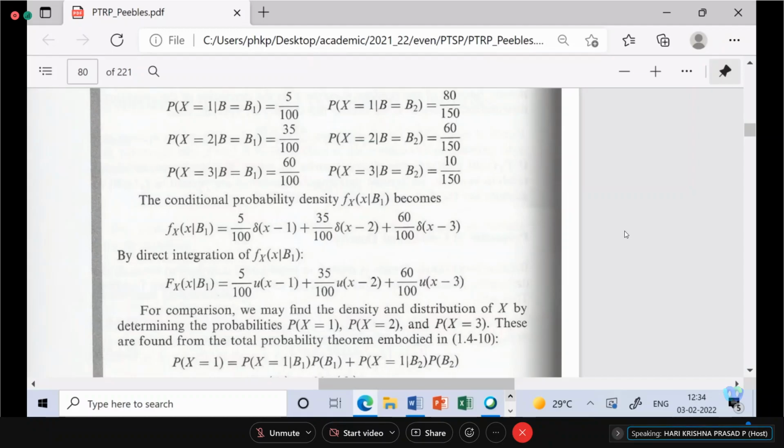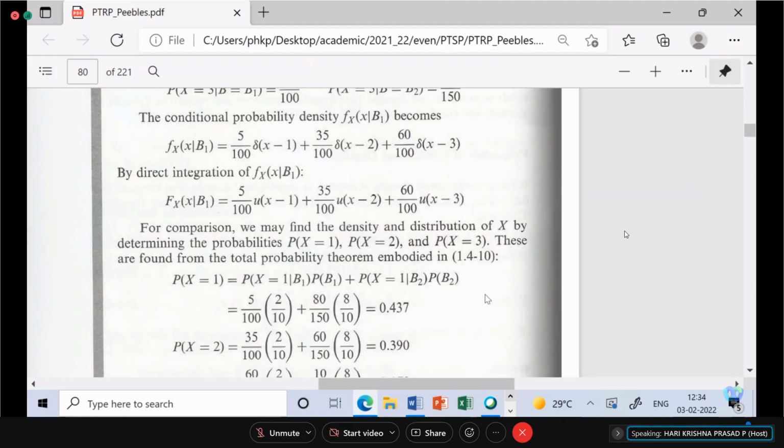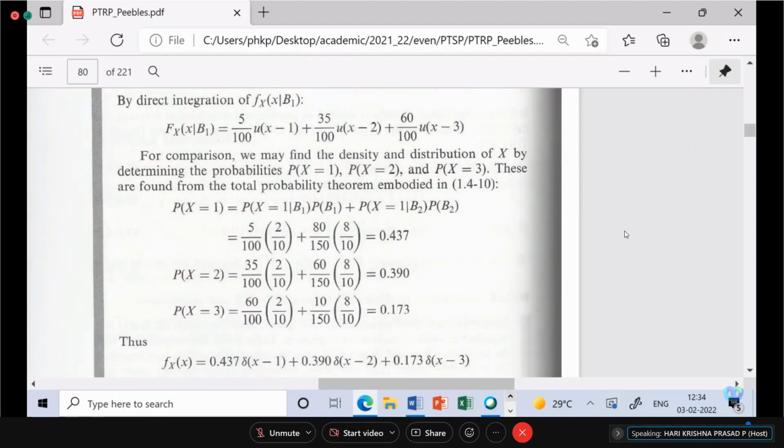Is it fine? Now you see this P of x equal to 1. What is the probability of selecting a red ball? The red ball will be selected from box 1 or box 2. What is the probability of selecting box 1 multiplied by the probability of selecting a red ball from box 1, plus the probability of selecting box 2 multiplied by the probability of selecting a red ball from box 2? Because these two are independent events, addition is shown. So the probability of x equal to 1 is given in the textbook.